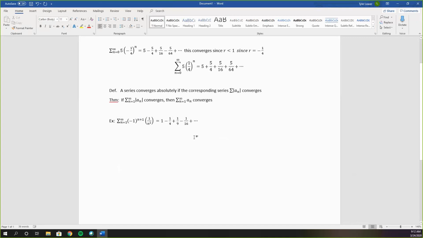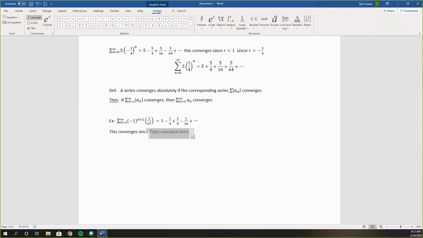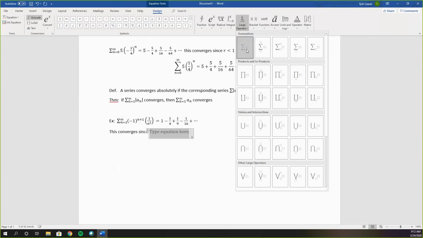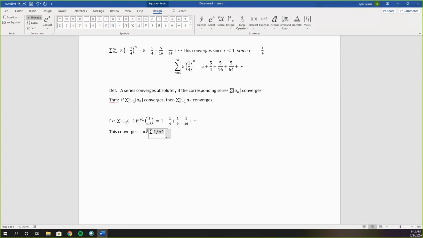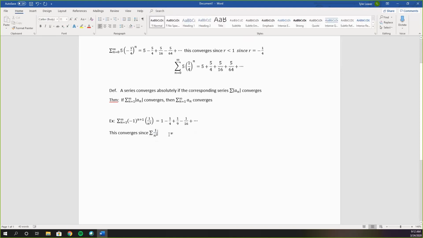But I don't even have to do anything here because I know that this converges, since we've already looked at the series of 1 over n squared. Remember that this has a name to it. This is what we call a p-series, and because this exponent is bigger than 1, this converges. So we can say that this example converges because the absolute value series converges. That's absolute convergence, so this series converges absolutely.